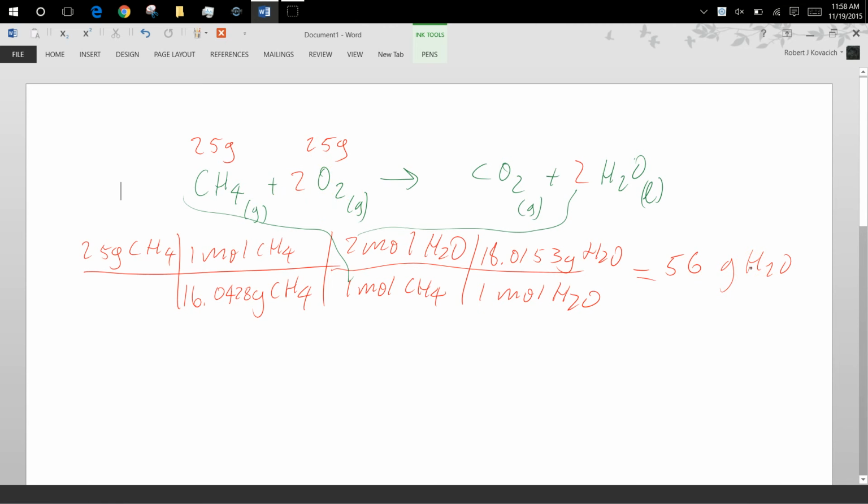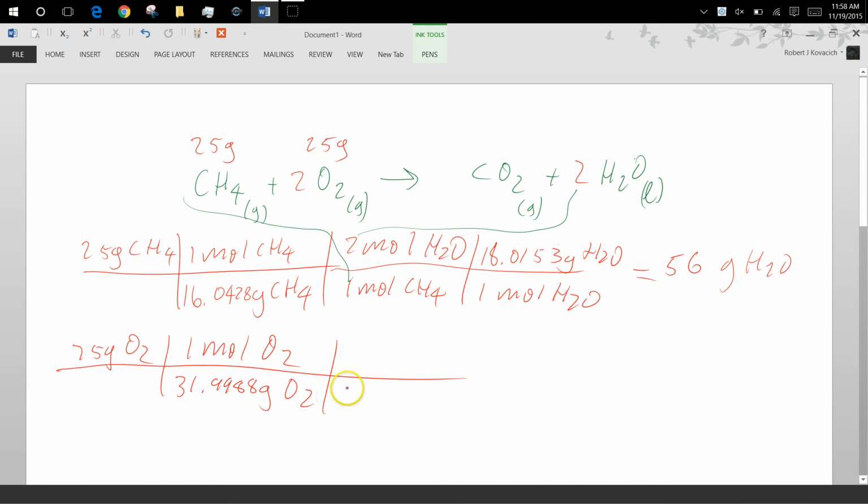Okay, so now we need to do it for the other reactant, because I don't know if I have enough oxygen to burn all of this methane. So let's calculate that out. This time we'll start with 25 grams of O2, 1 mole O2, and that's 31.9988 grams of O2. Then for every 2 moles of O2, I make 2 moles of water. I need to make sure that I go to the same endpoint. In the one up here, I was looking for the amount of water. In this one, I'm also going to need to look for the amount of water. That way I can determine which one is a true statement.